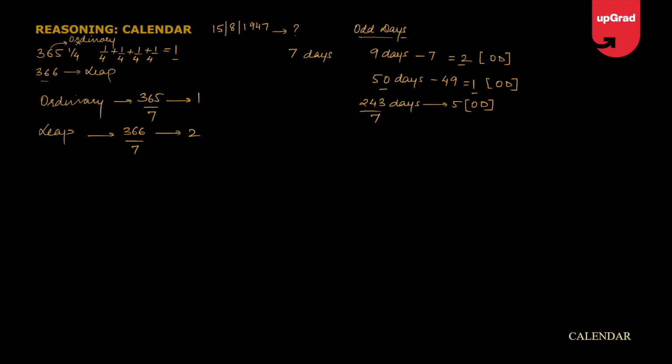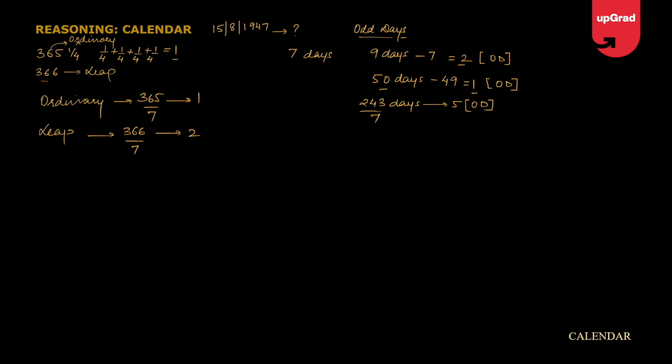Let's understand the literal meaning of this statement. When we say an ordinary year has one odd day and a leap year has two odd days, what does that mean? Assume that there's an ordinary year which starts with Monday, which means 1st of January is a Monday. Now, if I ask you what day will be 31st of December in the same year, I repeat my question. 1st of January of that year is a Monday. What day will be on 31st of December?